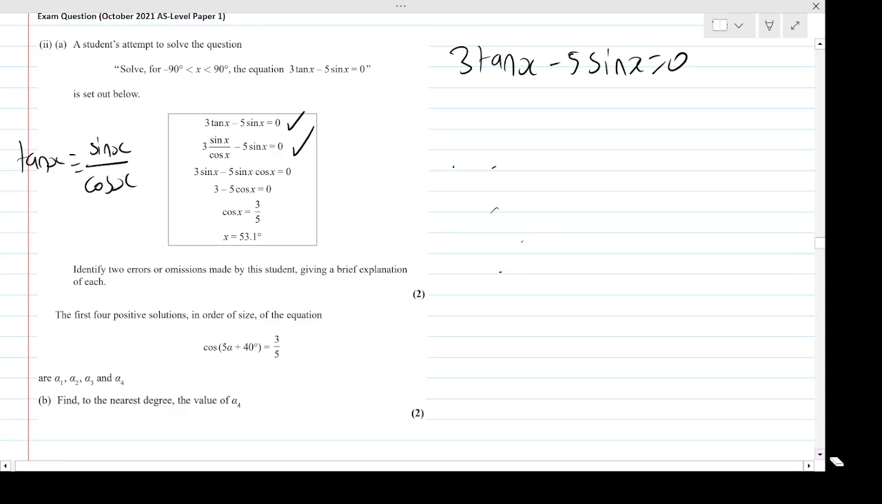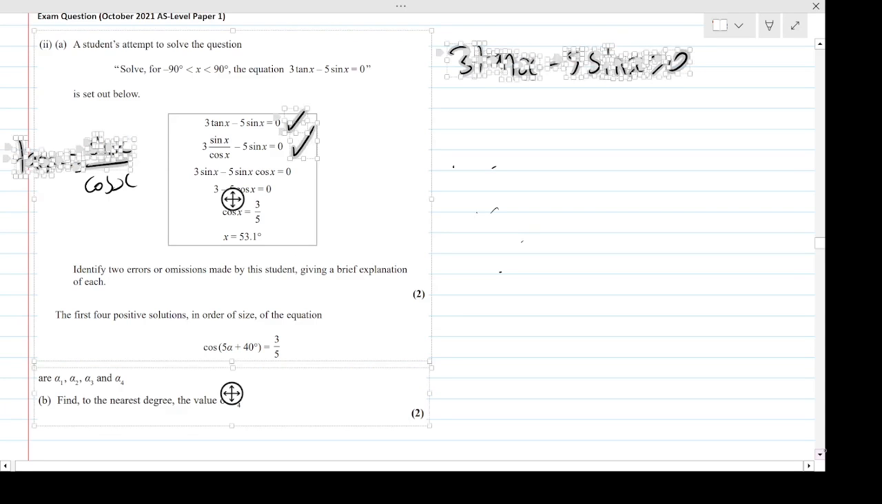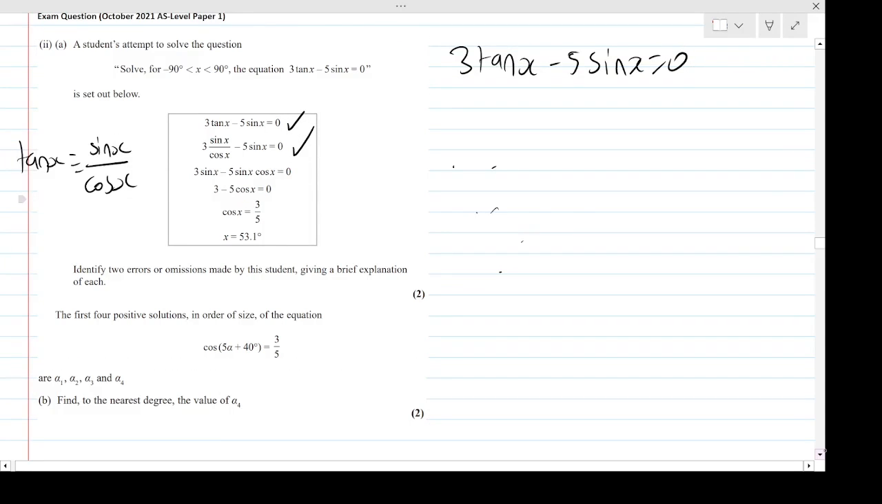Then we move on to the third step. So they got rid of the fraction. So they seem to have timesed everything by cos. So 3 sine x minus 5 sine x cos x equals 0. Yep, that should be right. They've multiplied by cos. And then they said 3 minus 5 cos x is 0. How? Oh, okay. How have they got from here to that step then?